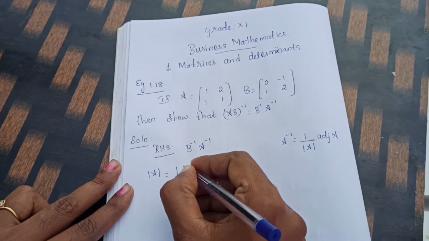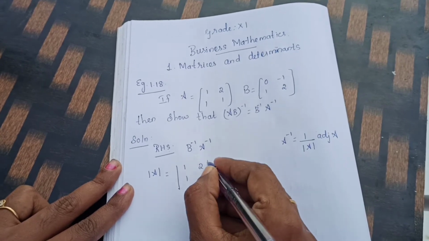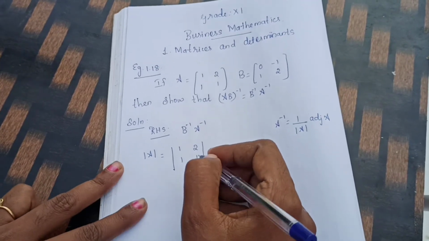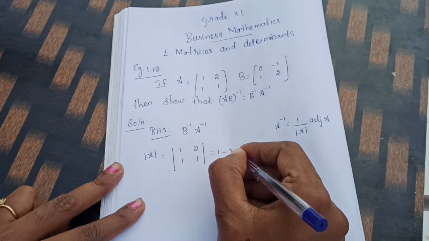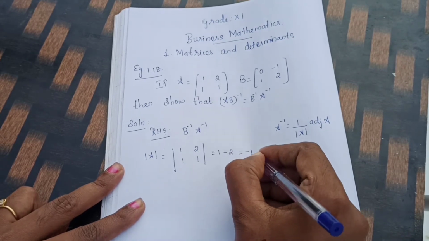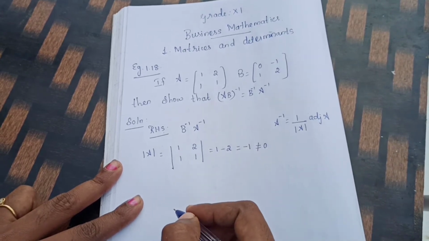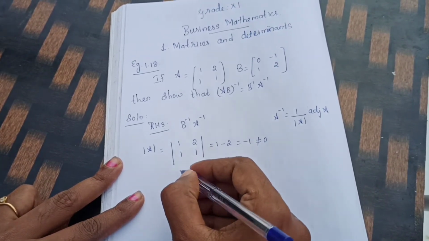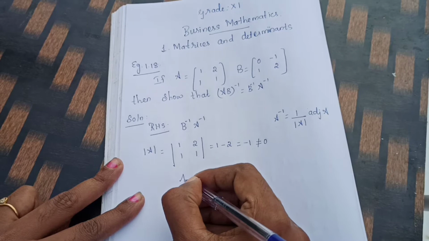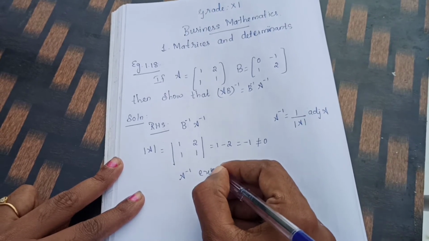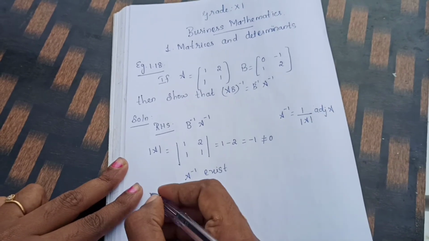What is A value? 1, 2, 1, 1. Just cross multiply. 1 into 1 is 1, minus 2. That is equal to minus 1. Whether it is equal to 0? It's not equal to 0. So, determinant of A value not equal to 0 means A inverse exists.